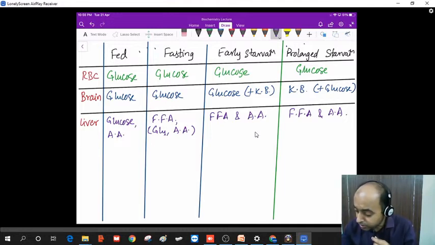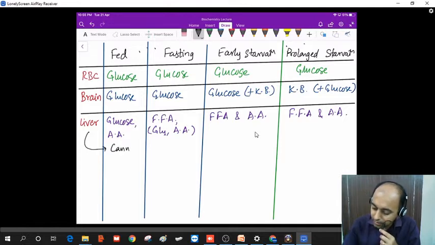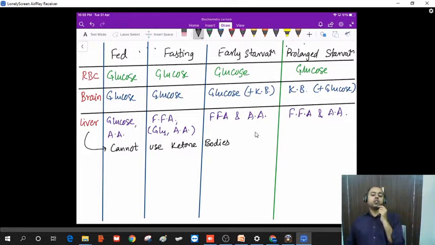What you have to remember, the liver cannot use ketone bodies. The liver cannot use the ketone bodies. All right.